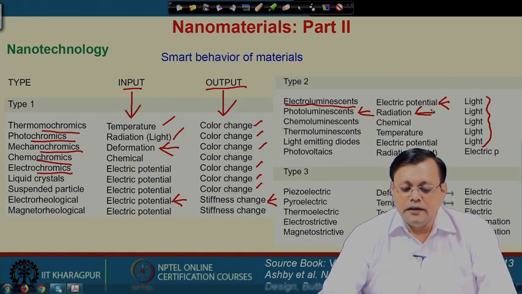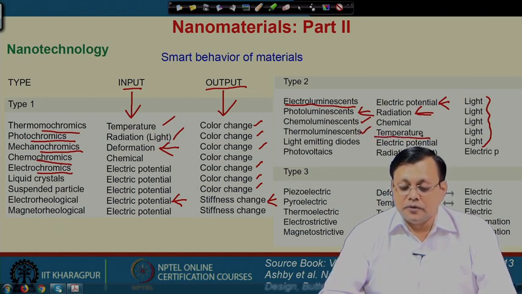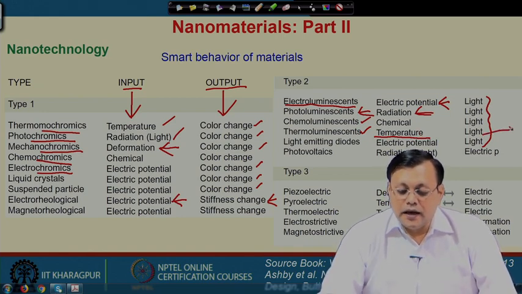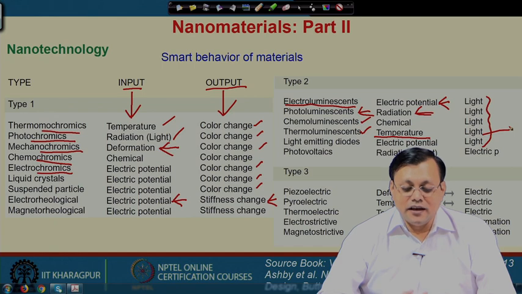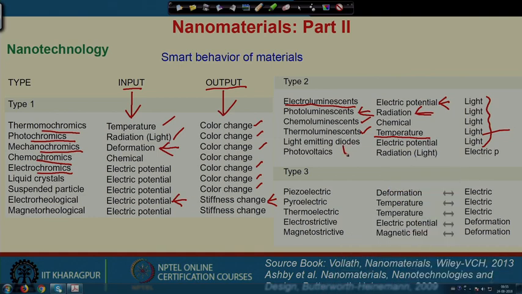Now, very similarly, there are chemoluminescence and thermoluminescence. This is a very interesting property: if we increase the temperature of the material, then it emits light. Or one of the very interesting phenomena or smart behaviors of materials is the light emitting diode, which we call LED.